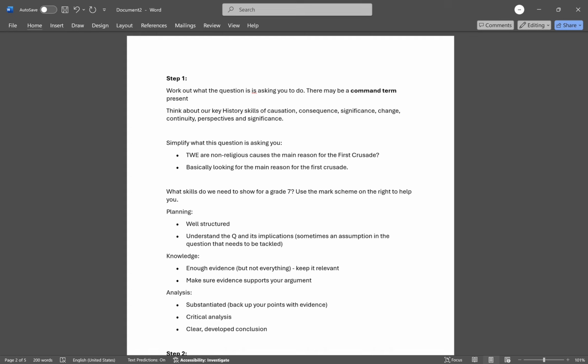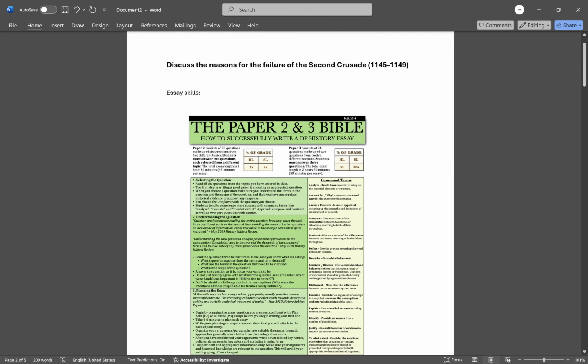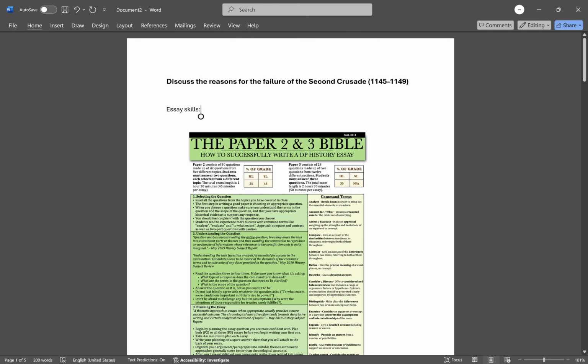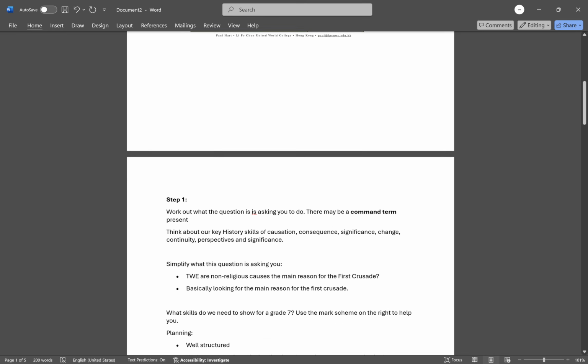And then the skills that are needed for a grade 7. So planning: it needs to be well structured, and you need to understand the question and its implications. Sometimes there is an assumption in the question that needs to be tackled. Your knowledge needs to be very good, and you need to have enough evidence, but you still have to keep it relevant to the question, and that is why you have to look at the date bracket. So for this one, 1145 to 1149, and you have to focus on that.